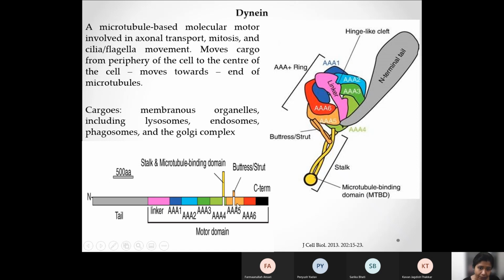And between AAA5 and 6, you have something called the buttress, or something that extends out and makes a connection with this stalk. And you can see that by making a connection with the stalk, it acts as a point where it can sort of regulate the binding to the microtubule. So suppose you have a region that moves, and you create a link that would stop it from moving any further. So it helps to keep this stalk in a position.